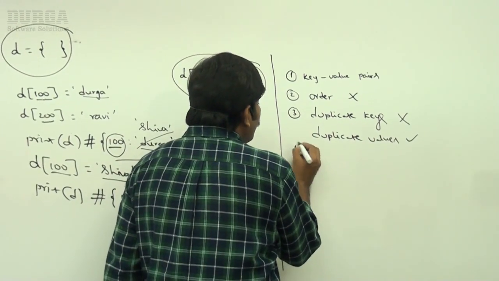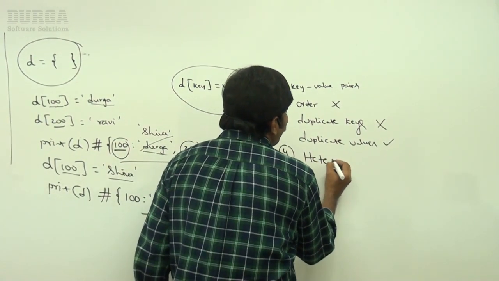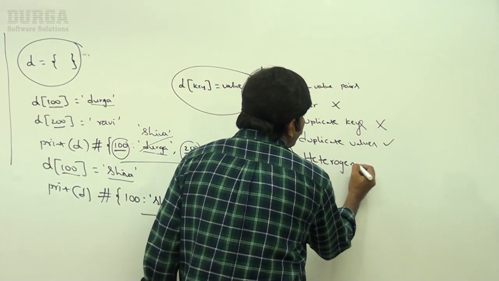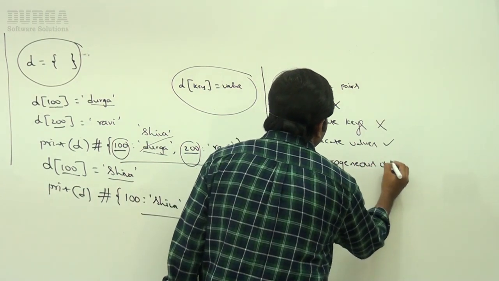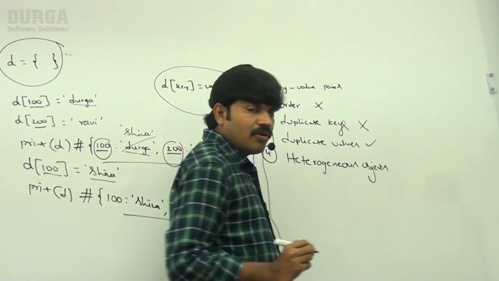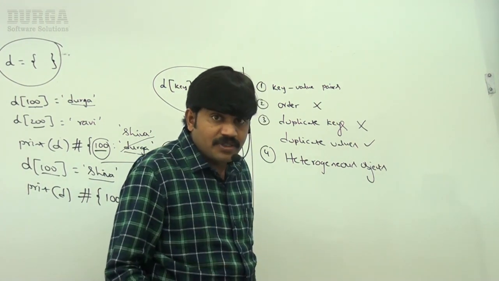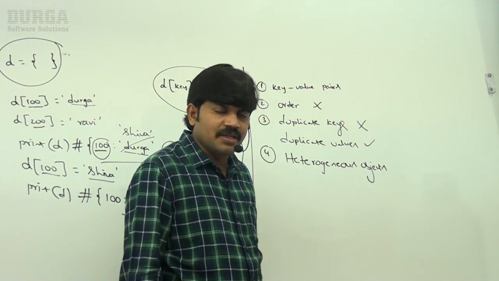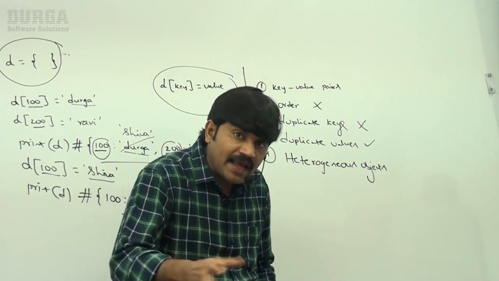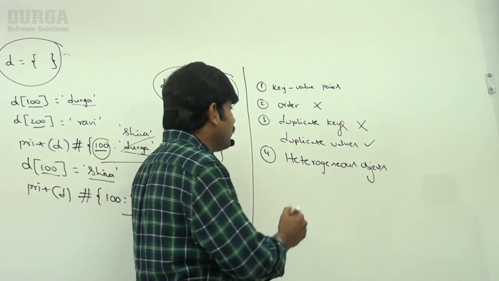Next, heterogeneous objects. Heterogeneous objects means different types of objects are allowed for both keys and values. There is no such terminology that keys should be the same type or values should be the same type. Keys of different types you can take, values of different types you can take, acceptable, right?